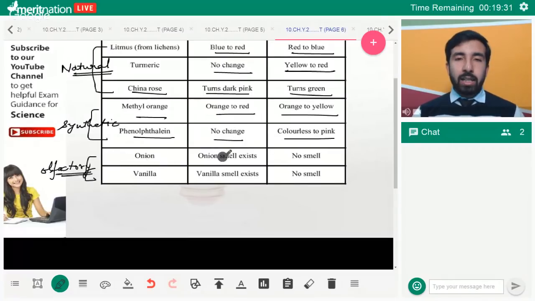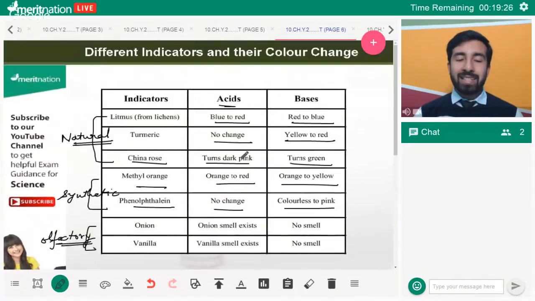So onion is one of your olfactory indicators, and the smell exists even when it is kept in the solutions of your acids. And the next is your bases. When onions are dipped in your bases, then no smell comes. That means smell vanishes. Similarly, we have vanilla. Vanilla smell exists when we put it into your acidic solutions, whereas when it is put into the basic solutions, then the smell vanishes, no smell comes.